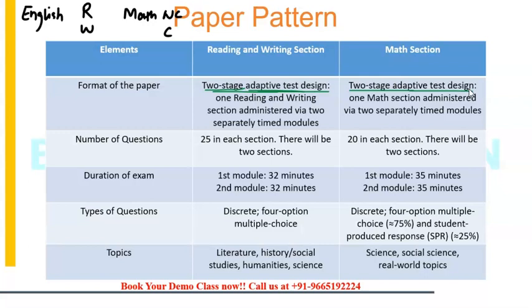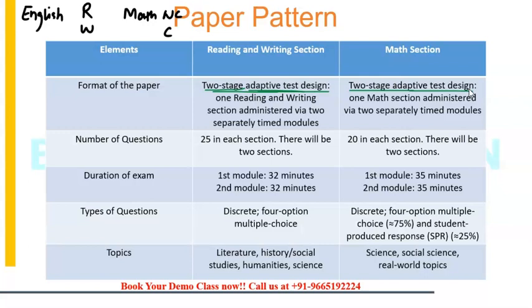Adaptive basically means that depending upon how you perform in your first section, the difficulty level of the second section will be decided. I'm going to repeat myself again: depending upon how much you score or how you perform in the first section, the difficulty level of the second section will be decided.